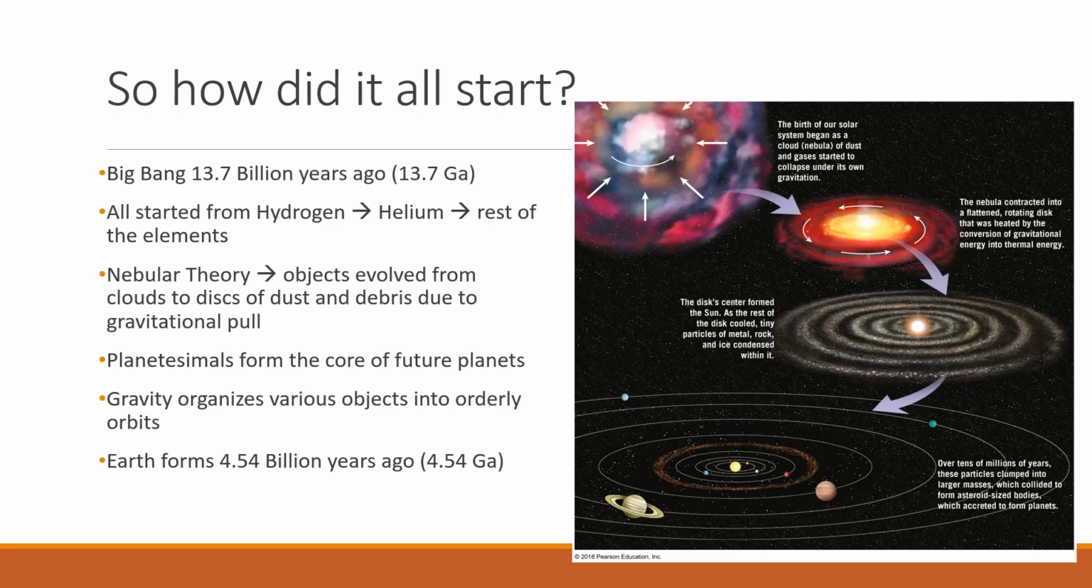Gravity will organize the various objects in a given solar system into orderly orbits. So you will have the smaller objects tend to be closer to the star. The larger objects tend to be further out from the star. Earth forms about 4.54 billion years ago. So Earth is going to be younger. Or rather, Earth's about the same age as our solar system, slightly younger than the actual solar system. So our solar system formed quite a bit after the universe started.